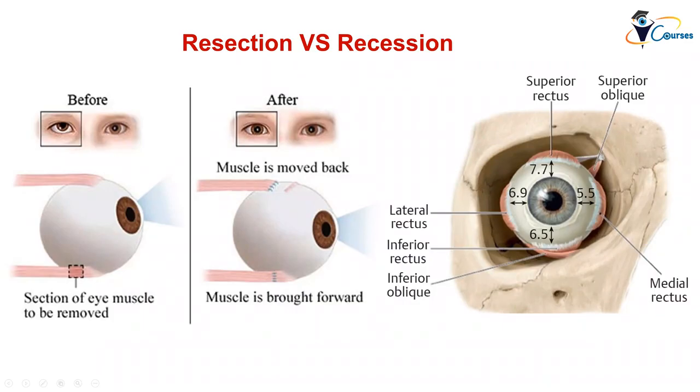Dr. Pragnia, is the inferior oblique close to the macula as well? Yes, of course. Since it is close to the fovea, it's close to the macula.